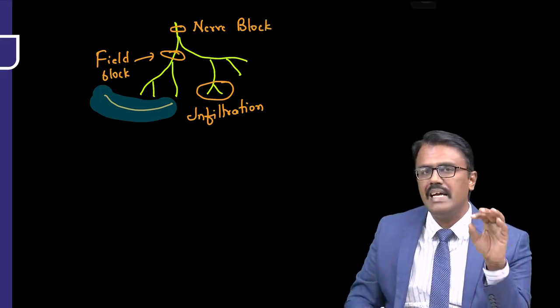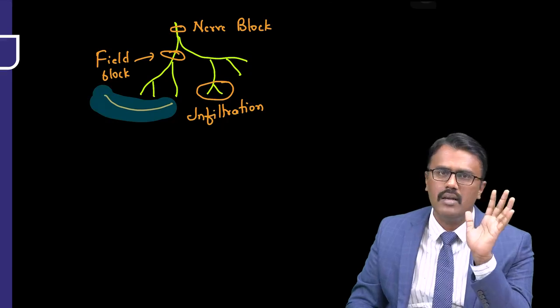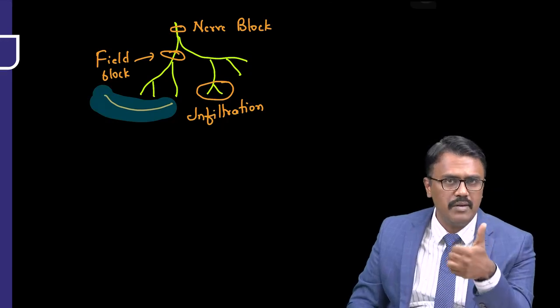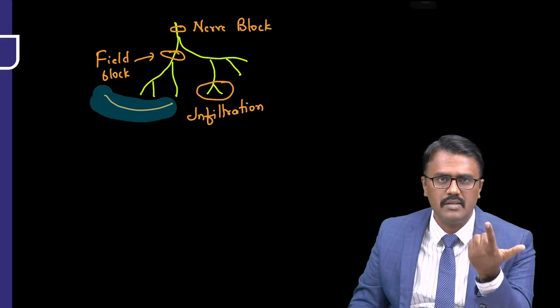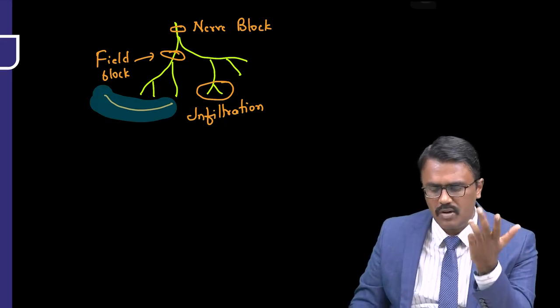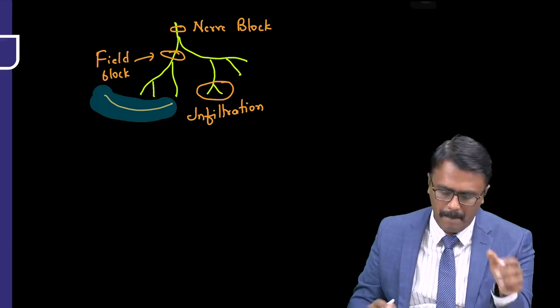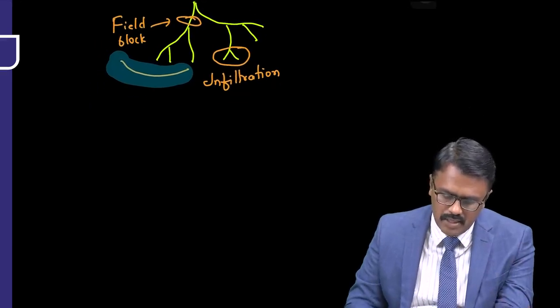So these are the different types of local anesthesia we have. One is surface anesthesia, second one is infiltration, nerve block and field block. Okay. Now I told you the three types, but most important type we have is something called the spinal anesthesia.